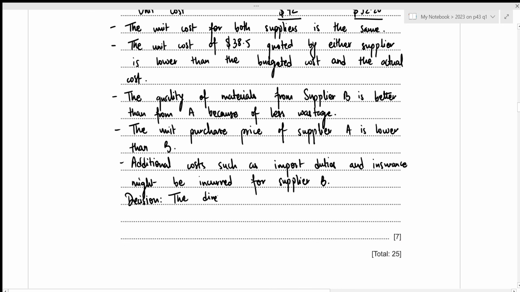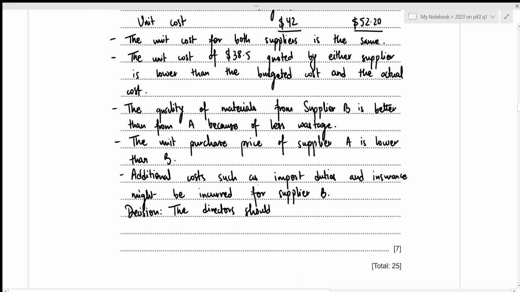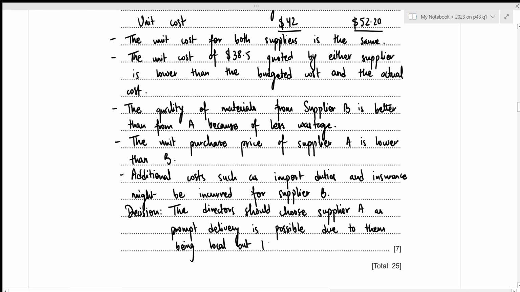The directors should choose supplier A as prompt delivery is possible due to them being local, but the same cannot be said for supplier B.